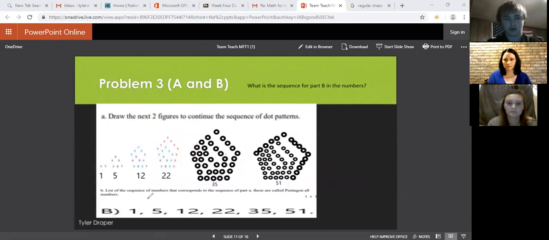All right, so from 1 to 5 will be 4. From 5 to 12 will be 7. From 12 to 22 will be 10. 22 to 35, that will be 13. And from 35 to 51 will be 16. Oh, goodness. Okay, I'll get the point.